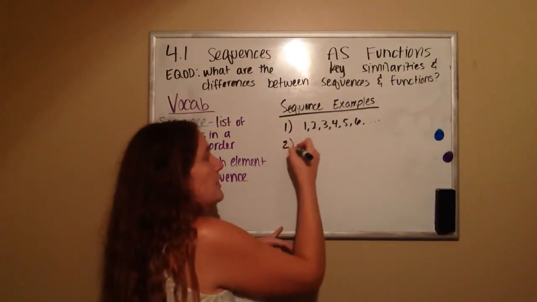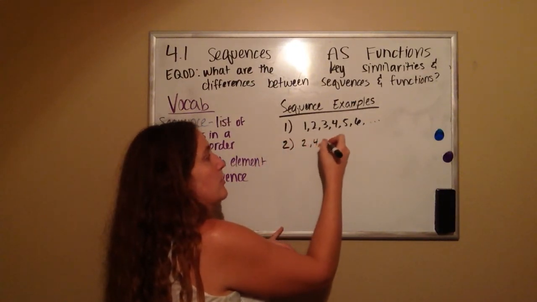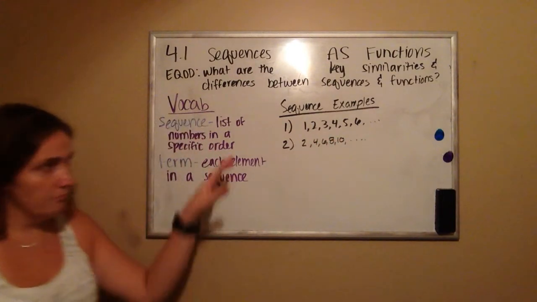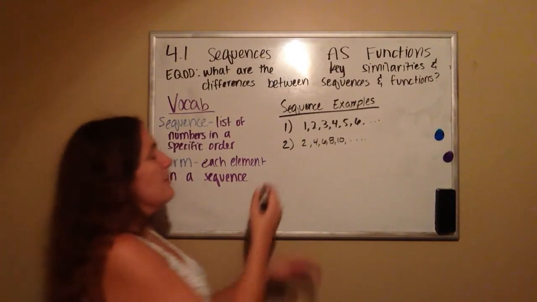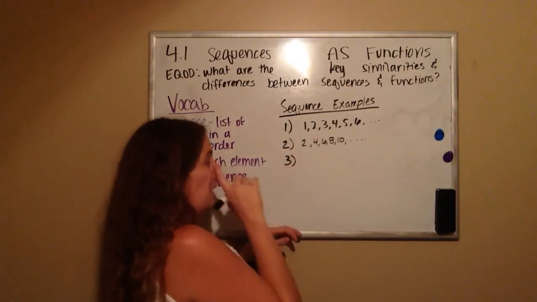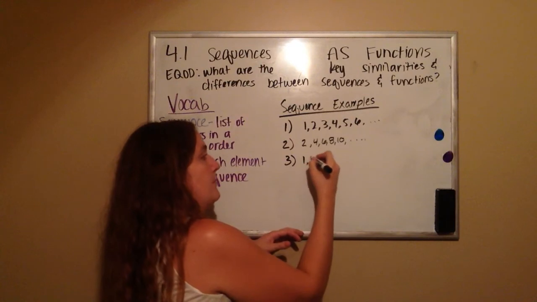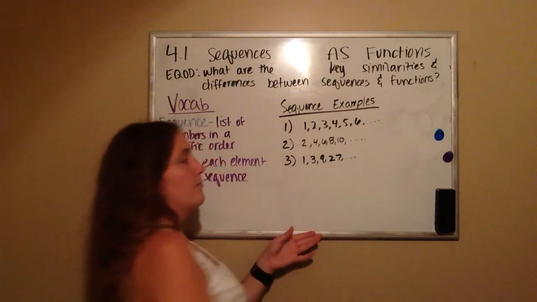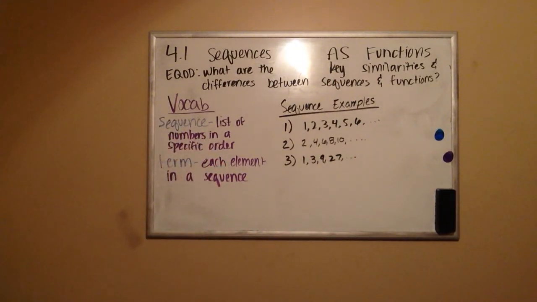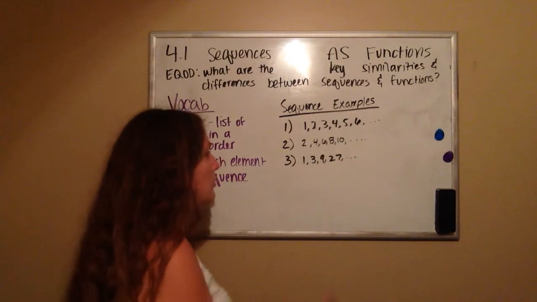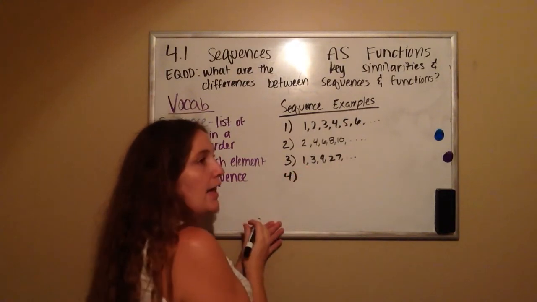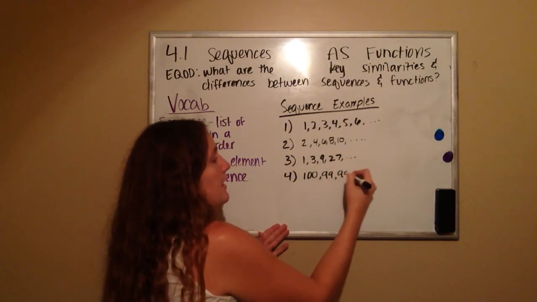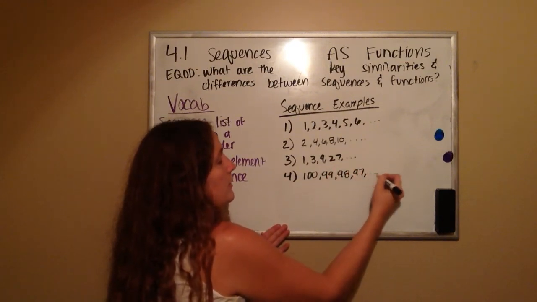We start learning this a little later. What about counting by 2s? 2, 4, 6, 8, 10, and so on. Okay, perfect. Another sequence. Maybe we want to multiply by 3 each time. So 3, 9, 27, etc. Multiplying by 3 each time. Okay, maybe we want to start at 100 and we want to count down from there. 100, 99, 98, 97, and so on.